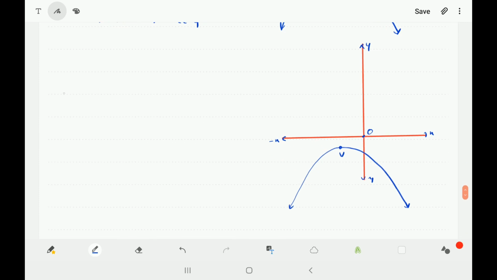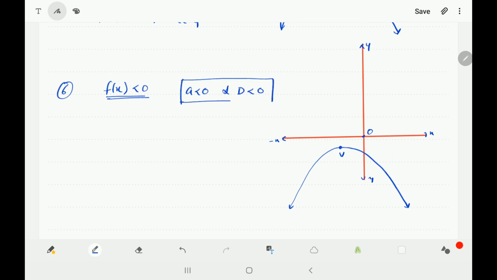Now the last case is where the graph is downwards and is not intersecting the x-axis. In this case, f of x is always negative, and the condition for this is a is less than 0 and d is less than 0. So if I ask where f of x is less than 0, then it is clear that for x belongs to R, f of x is less than 0. Similarly, if I ask f of x is equal to 0 at which point, x belongs to phi. If we ask f of x is greater than 0 at which point, obviously x belongs to phi. I hope these 6 cases are clear.